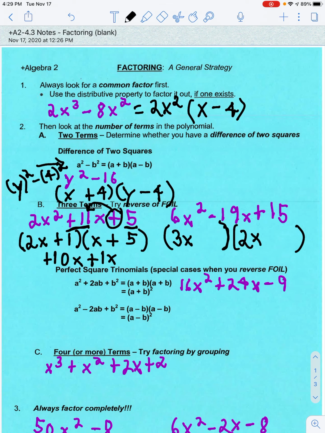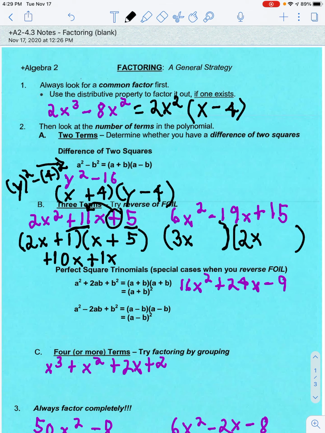How about what is a perfect square trinomial? Well, I don't do anything different because I still have 3 terms. So I'm going to try reverse FOIL. To get 16x squared, I'm going to start with the pair of factors closest together. I had 16x and 1x and 8x and 2x, but 4x and 4x are closest together. And I've got to have a product of 9. It could be 9 and 1 or 3 and 3. I'm going to start with the pair closest together.